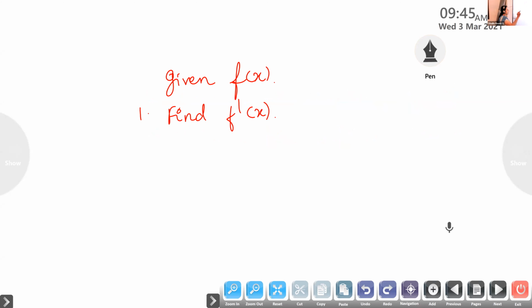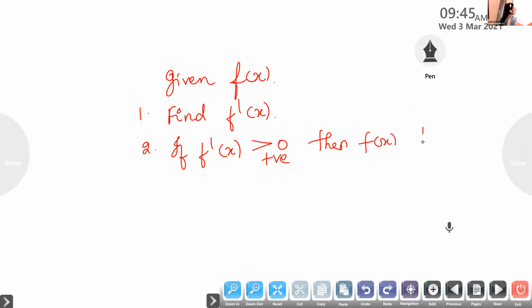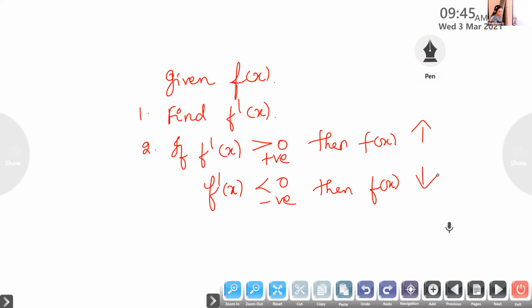If f dash of x is positive, if f dash of x is greater than 0, then f of x is said to be an increasing function. f of x is increasing at that point. At a particular point, if it is greater than 0, then it is increasing. If f dash of x is less than 0, meaning it is negative, then f of x is said to be a decreasing function.